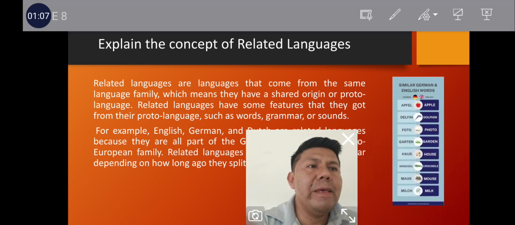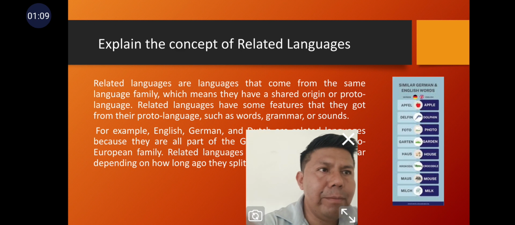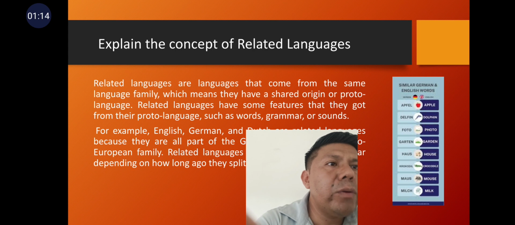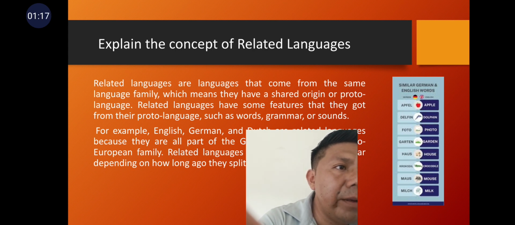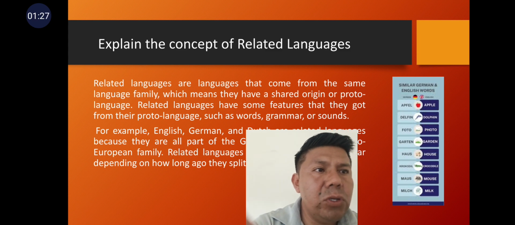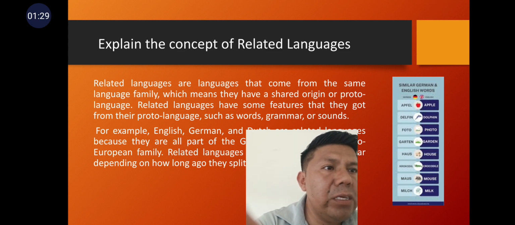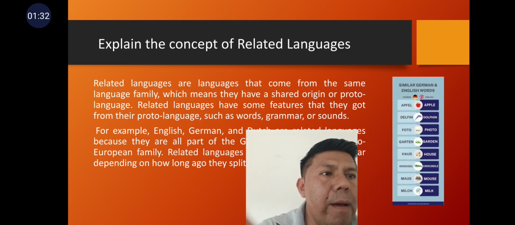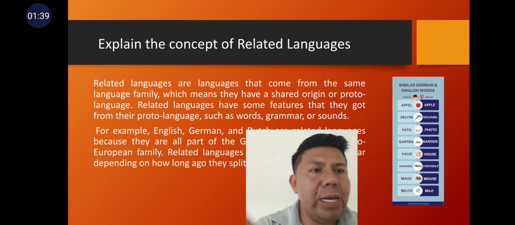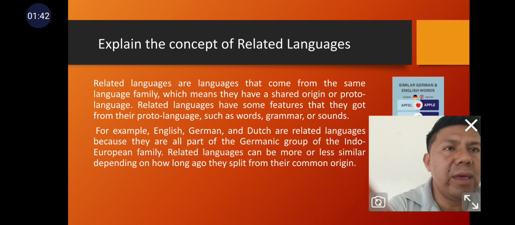For example, in this picture at my right side, we have some words in German and in English. In German we have Garten, in English garden. We have Haus in German, and in English house. We have Maus in German and mouse in English. And so on. Okay, let's continue with the next slide.